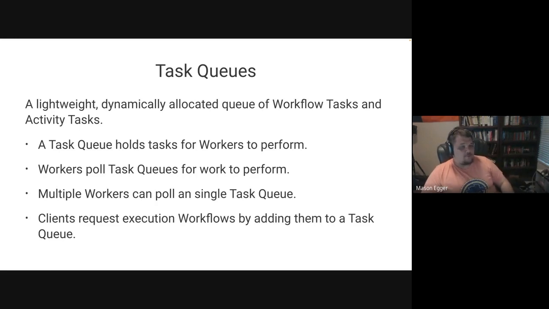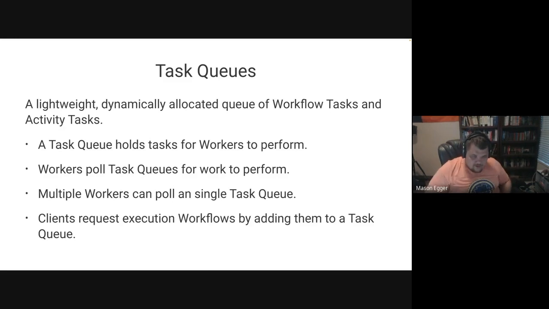Multiple workers can pull a single task queue. Clients request the execution. Maybe I'm on my phone and I click, okay, order pizza. That button would potentially hit a microservice that would call a Temporal client. Then workers in my data center would be constantly polling. They would pick up the task and execute it.